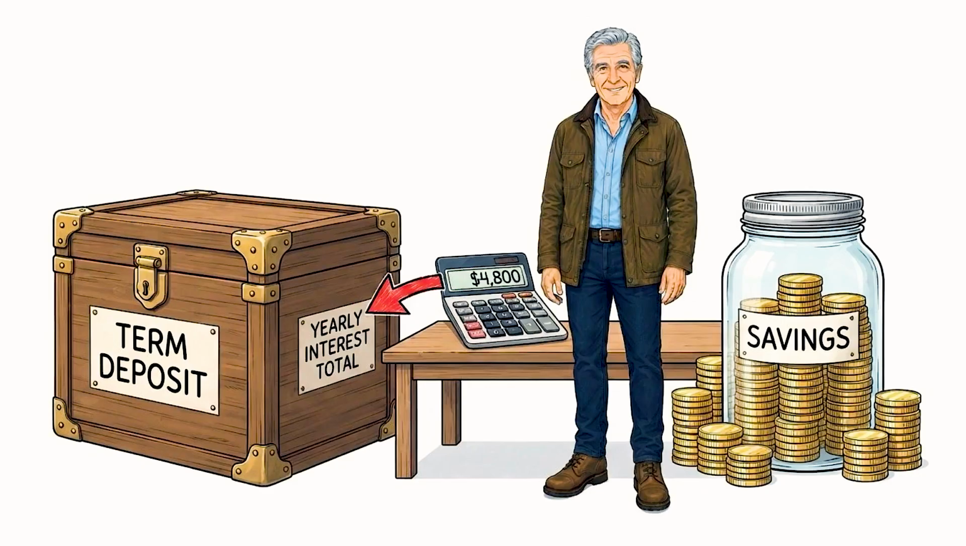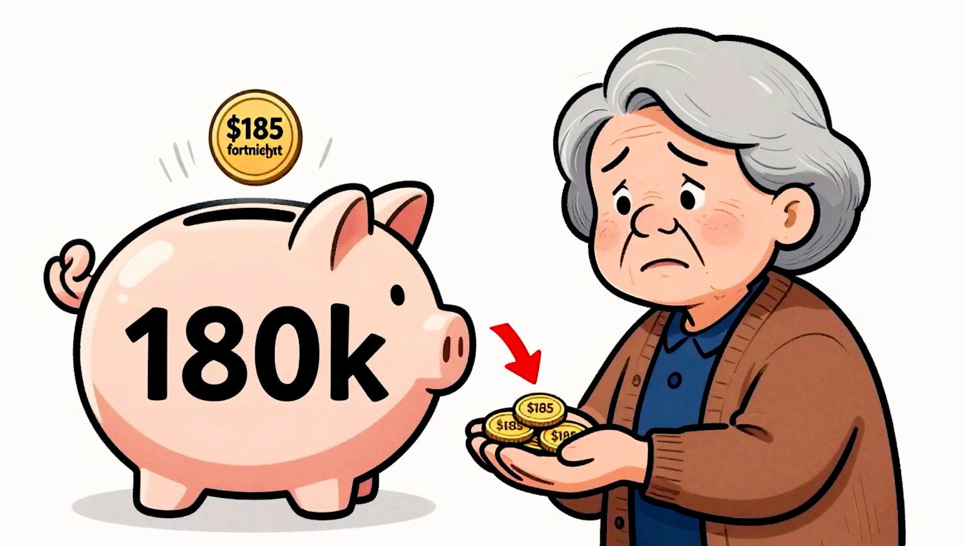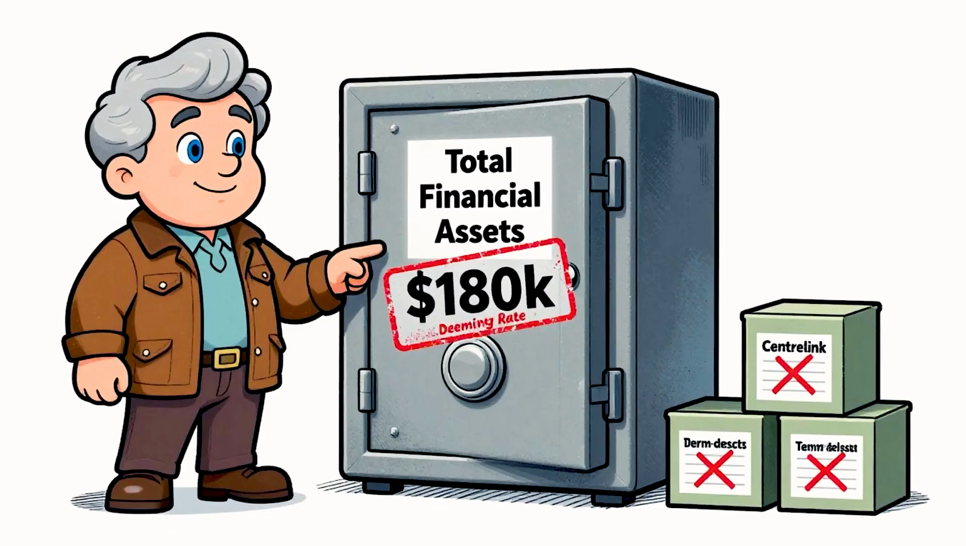If you do the actual maths on what Margaret's money is genuinely earning, you get roughly $4,800 a year in real interest, about $185 a fortnight in real income from her savings. That's it. That's what the bank is actually crediting to her accounts. But here's what Centrelink sees. Centrelink doesn't look at those individual rates. It applies the deeming rates to her total financial assets.